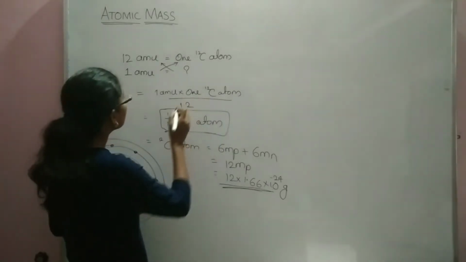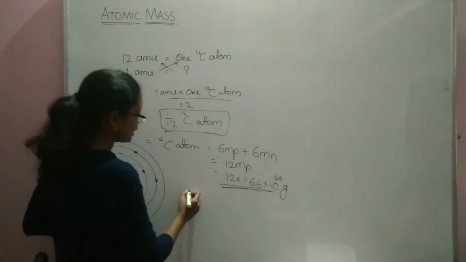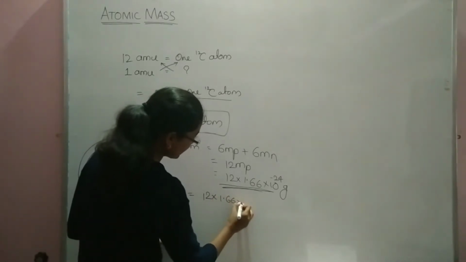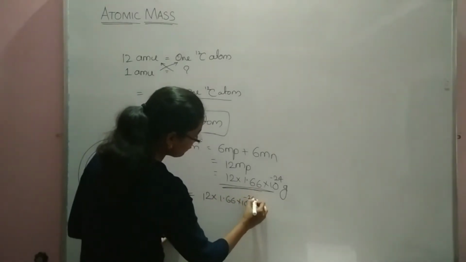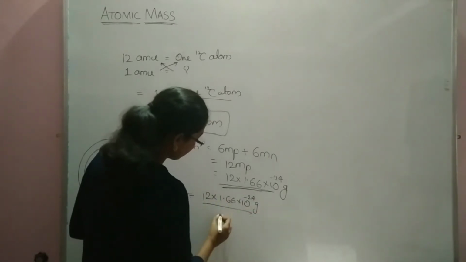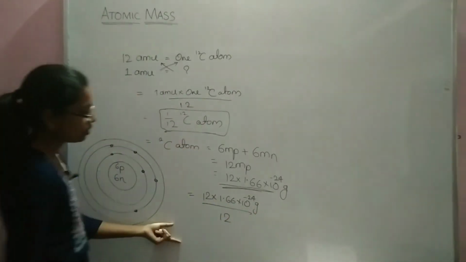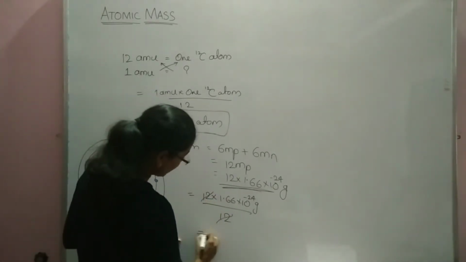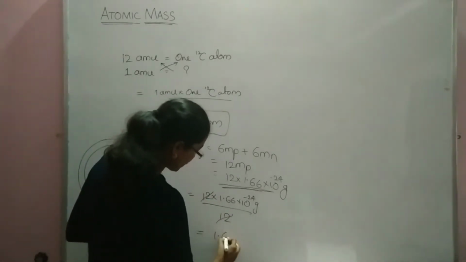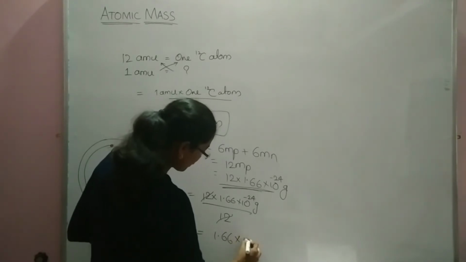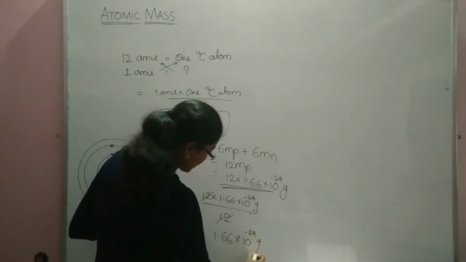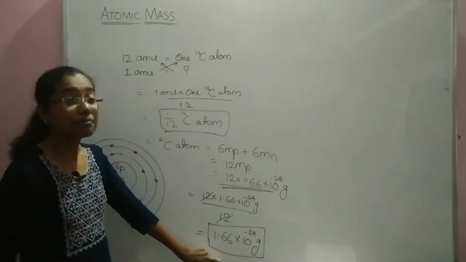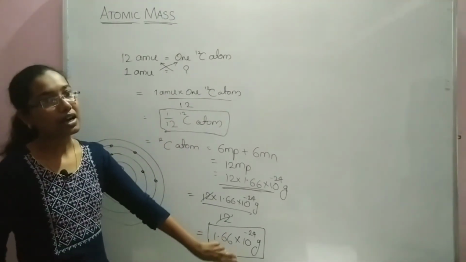Now we'll calculate what 1 AMU is. That is 12 into 1.66 into 10 to the power minus 24 grams divided by 12. What we get? These two get cancelled, and we'll end up with 1.66 into 10 to the power minus 24 grams. This is the mass of one atomic mass unit.